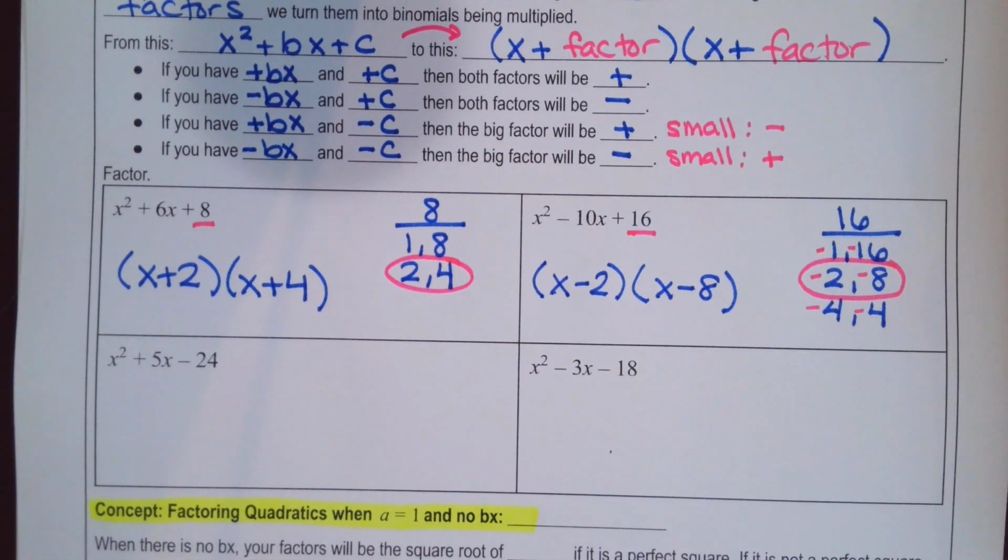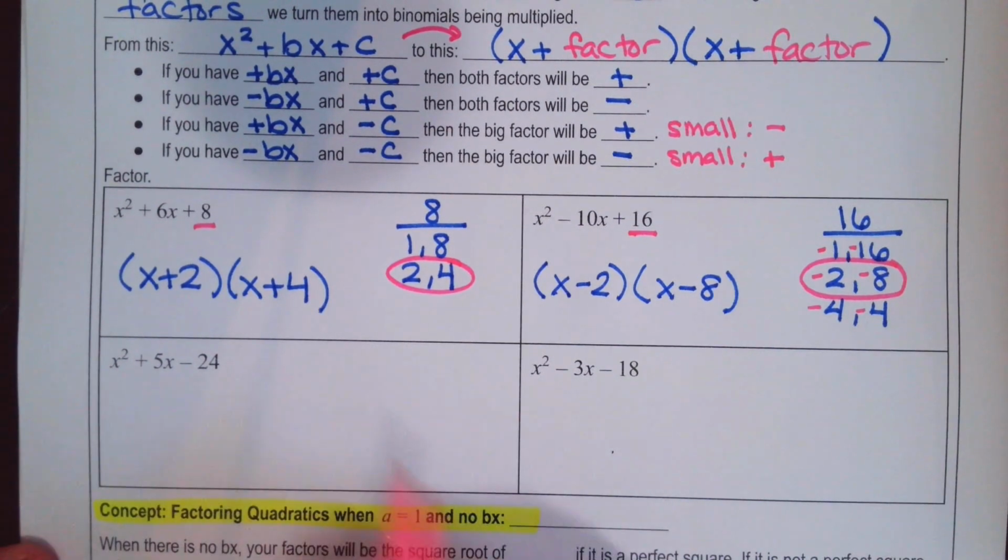Our next one, x squared plus 5x minus 24. Factors of 24.